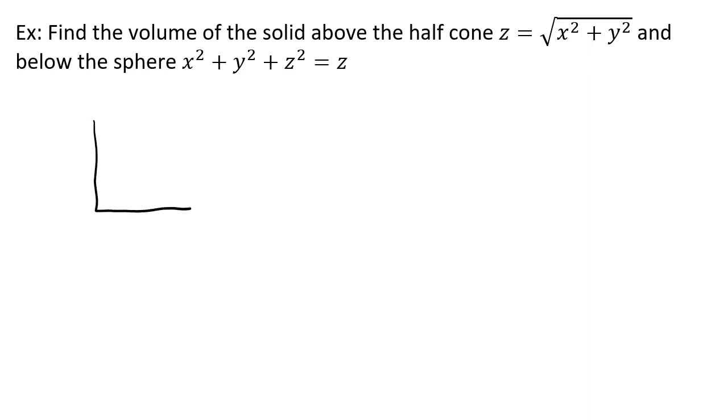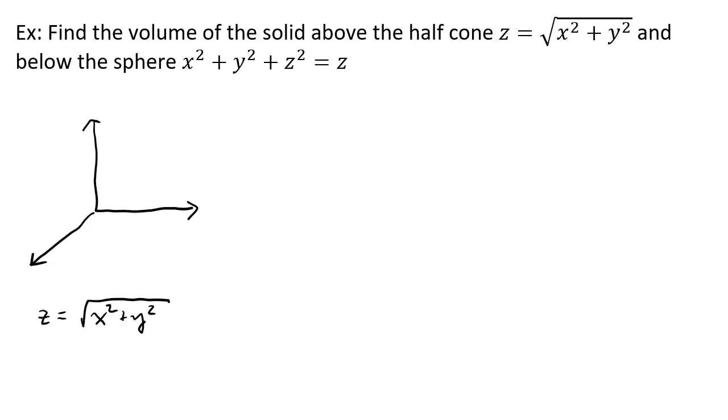If we take a look at the cone, we've got z equals the square root of x squared plus y squared. Now we can picture that this isn't actually a full cone, it's a half cone, because z is going to be non-negative values since it equals a square root. So we're only going to have an upper half cone.